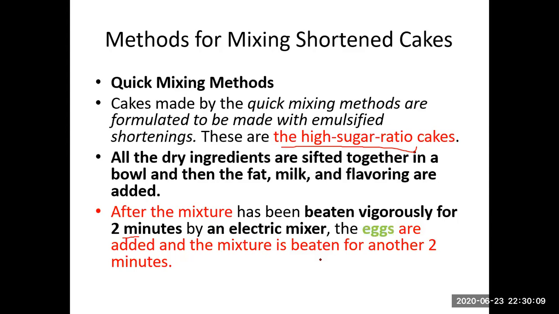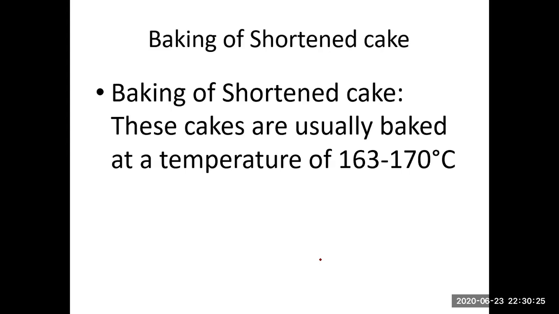That means in shortened cake, we learn about two types of methods. One is the conventional method, another is the quick mixing method. With the two methods, our batter is ready and goes for baking. Normally for baking the shortened cake, the temperature used is 163 to 170 degrees centigrade. So that is our shortened cake. Our next one now, what is that?